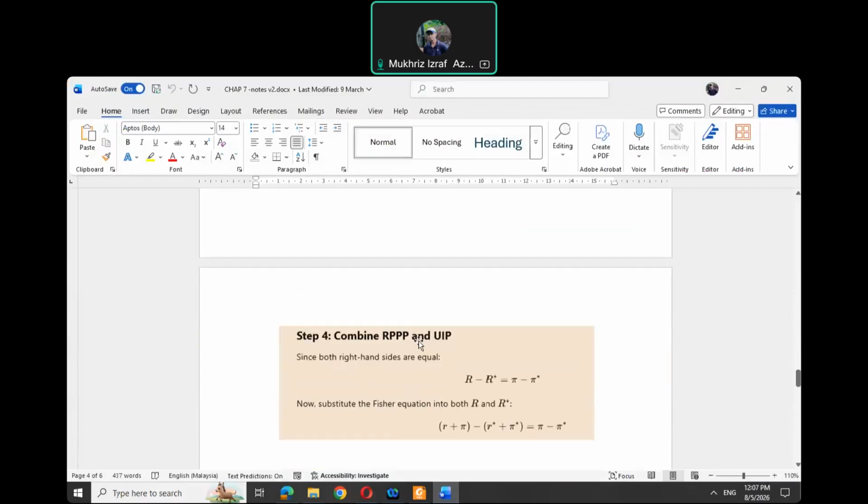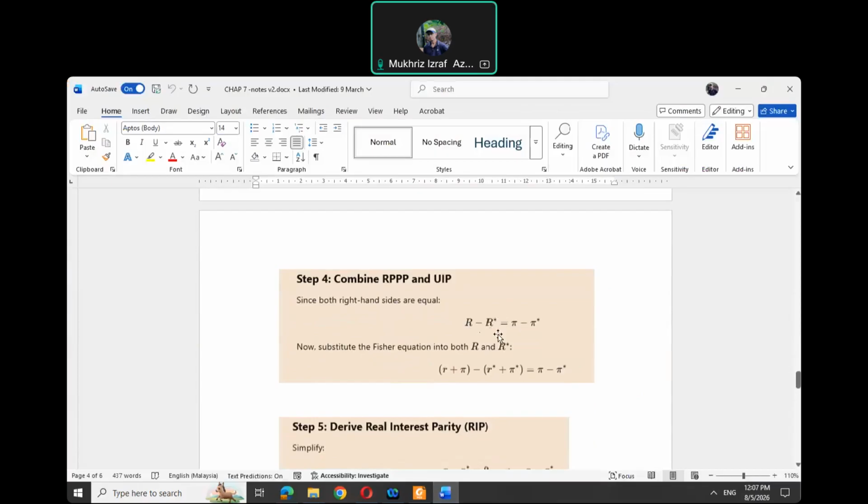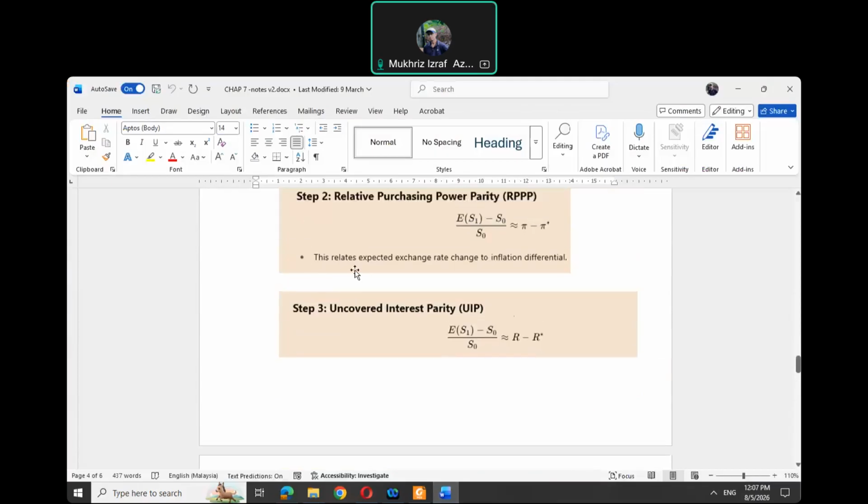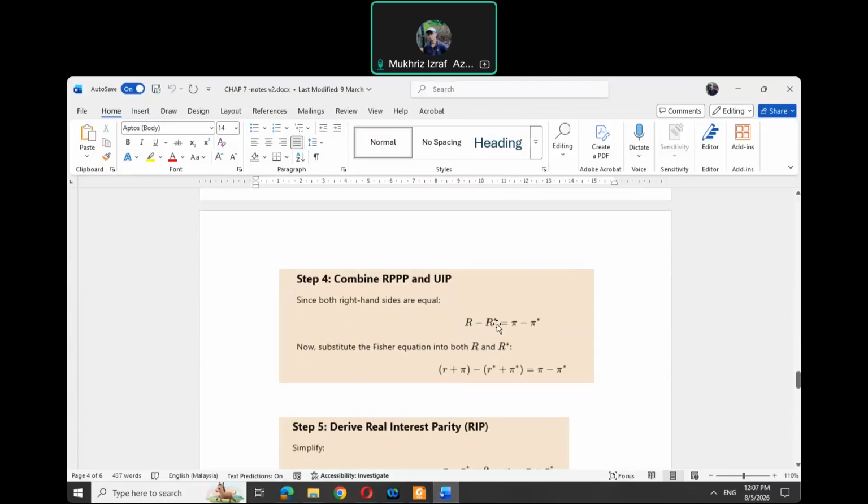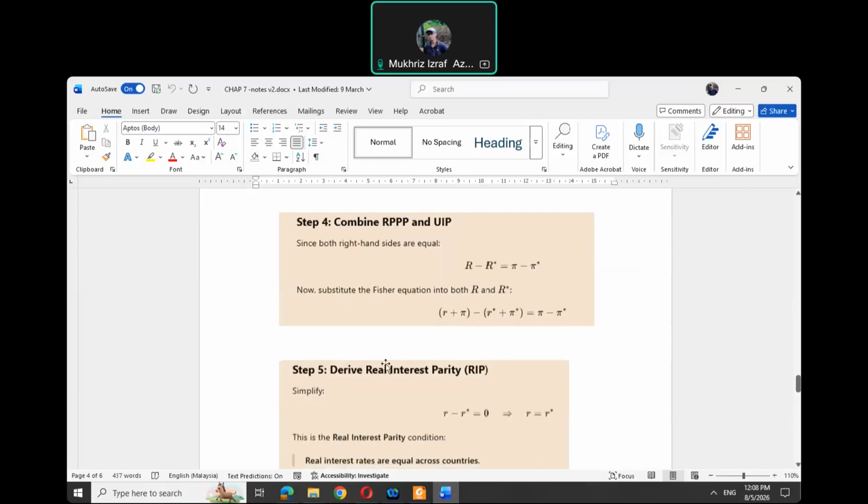So from here, once we combine 2 and 3, we get this equation: R minus R star, the change in nominal interest rate, is equivalent to the differential in expected inflation. And you substitute this, you get R plus phi minus R star plus phi star equivalent to this one, and then you can stop.